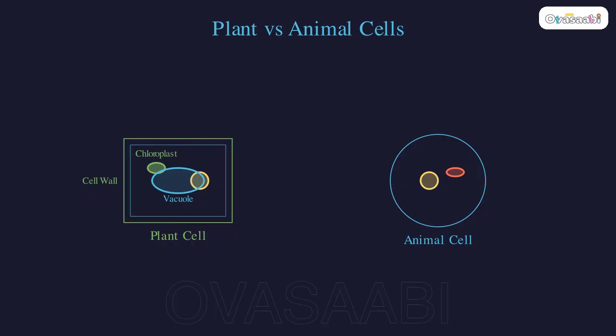Plant cells have a cell wall, chloroplasts, and a large vacuole that animal cells lack. Both share a nucleus, membrane, cytoplasm, mitochondria, and ribosomes. Know these differences for your exam.